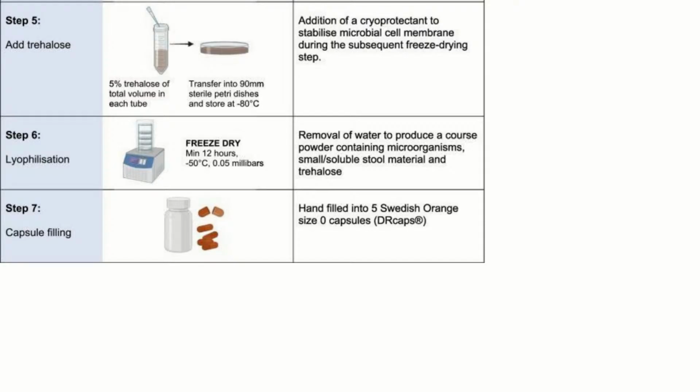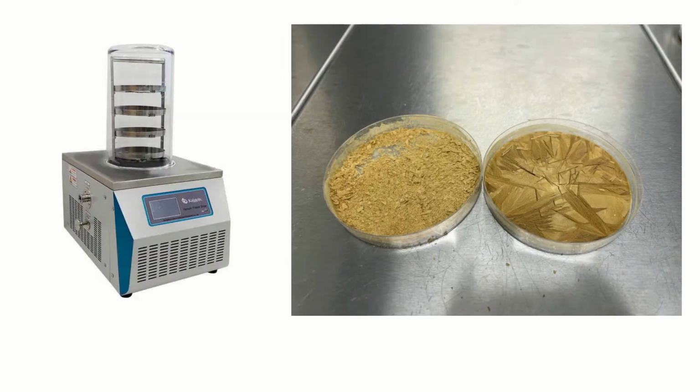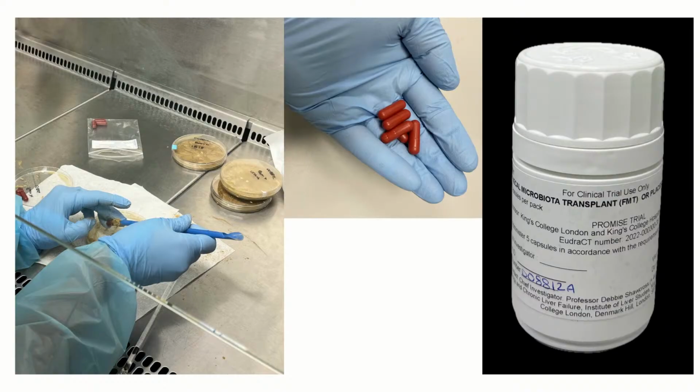And then once that's fully dehydrated, we're left with almost like a flat pancake of crispy material that gets broken up, and then we put it into capsules patients can then ingest. So there's a picture of the lyophilizer, there's a picture of the final product once it's been lyophilized on the right hand side, and once it's been broken up into a powder that can be put into the capsules. This is all done by hand.